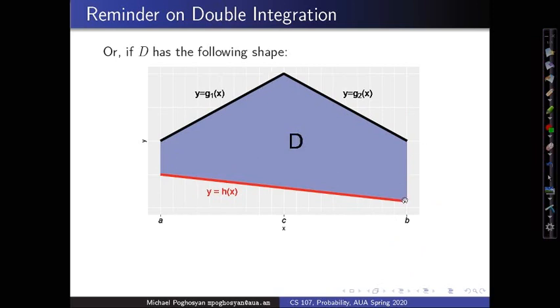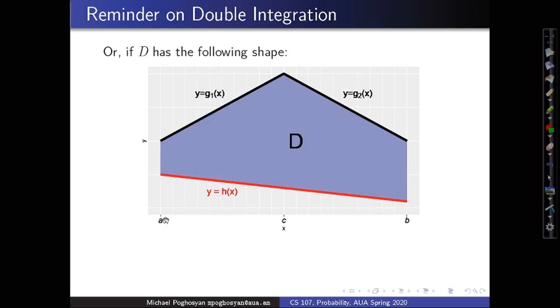Okay, sometimes we have this kind of region D. What does this kind mean? We need to separate our integral into integration over two regions. What is the difference between this and that? Here the lower part of our region is given by one equation, say y equal to h of x, but the upper part of our region is described with different functions over different regions.